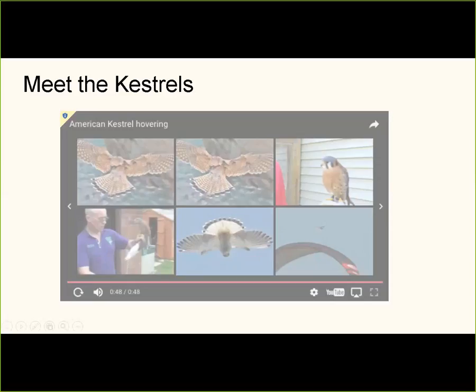So you don't actually get to see it, but they don't technically hover. If you want to be very technical about it, hummingbirds are the only birds that hover. But whenever there's a wind they can fly into, kestrels will face into the wind and flutter so that they make no forward progress, so they can sort of zero in on their prey and then they drop down and grab it.